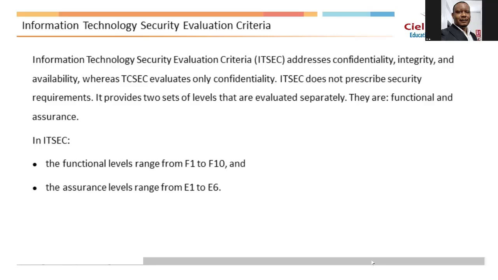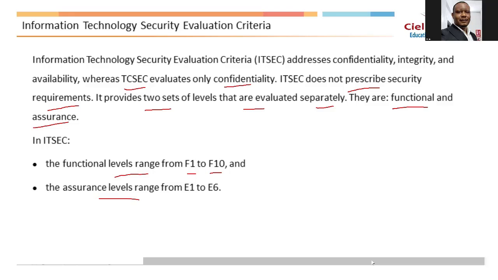There are also other evaluation criteria. There's the ITSEC evaluation criteria, which of course addresses confidentiality, integrity, and availability, whereas TCSEC evaluates only confidentiality. So ITSEC does not prescribe security requirements. They provide us two sets of levels that are evaluated separately, which are functional as well as assurance. So functional levels can range from F1 to F10, while assurance levels can range from E1 to E6.